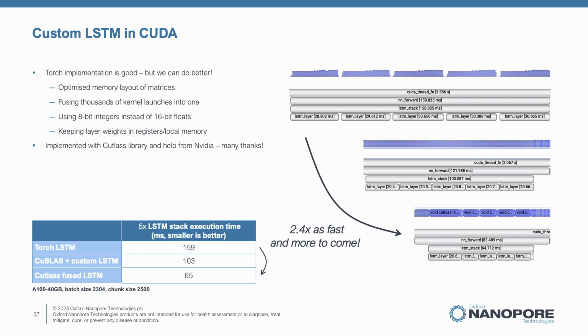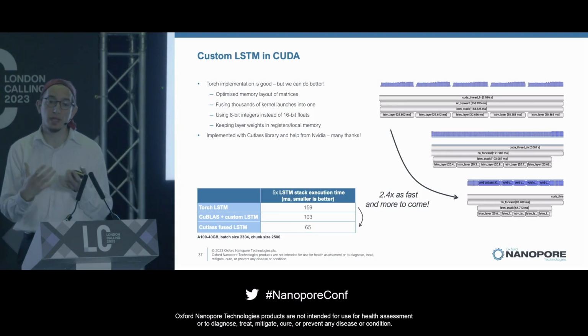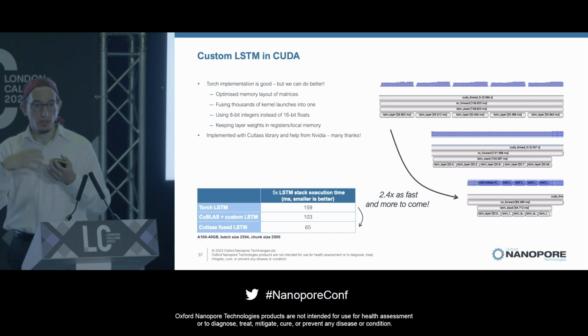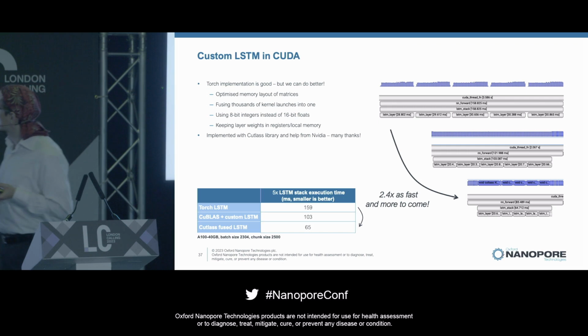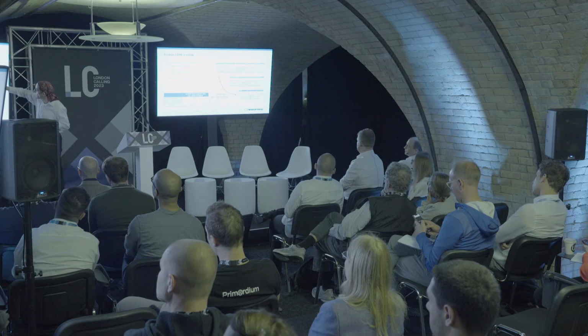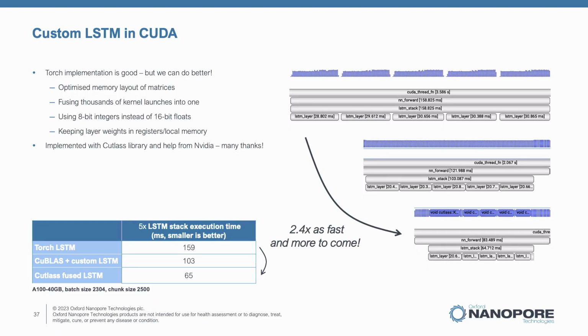But then we decided we were going to use Cutlass, which is a library provided by NVIDIA for matrix multiplication. The LSTM consists of a matrix multiplication and a gate calculation, and we're combining those into a single loop. And what you can see here is these little stripes. They're all individual executions of a program. And what we've done here is combine thousands of these into a single block, and that makes it a lot faster.